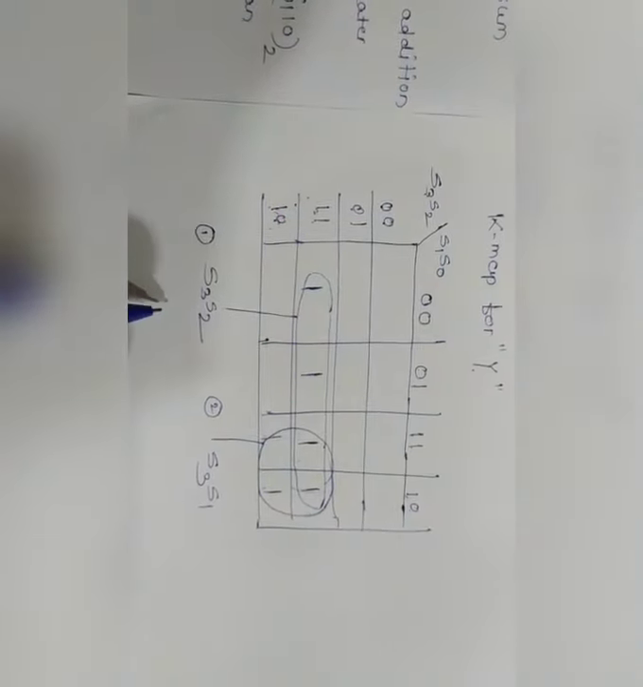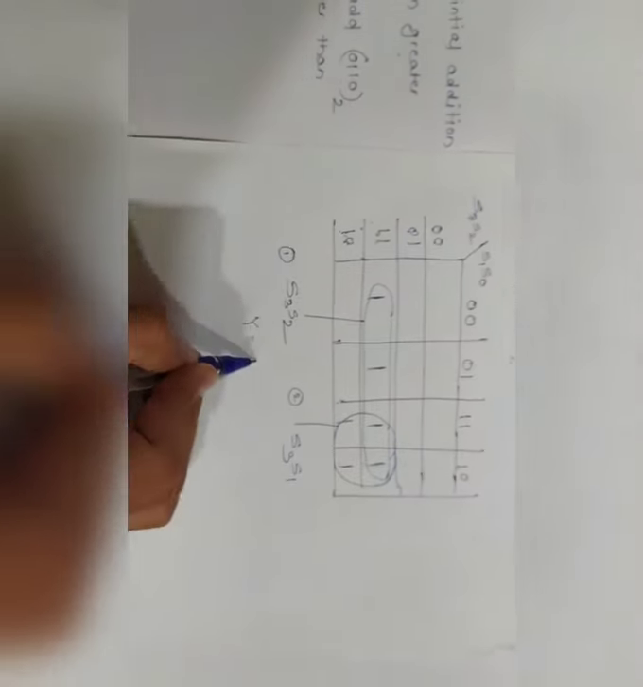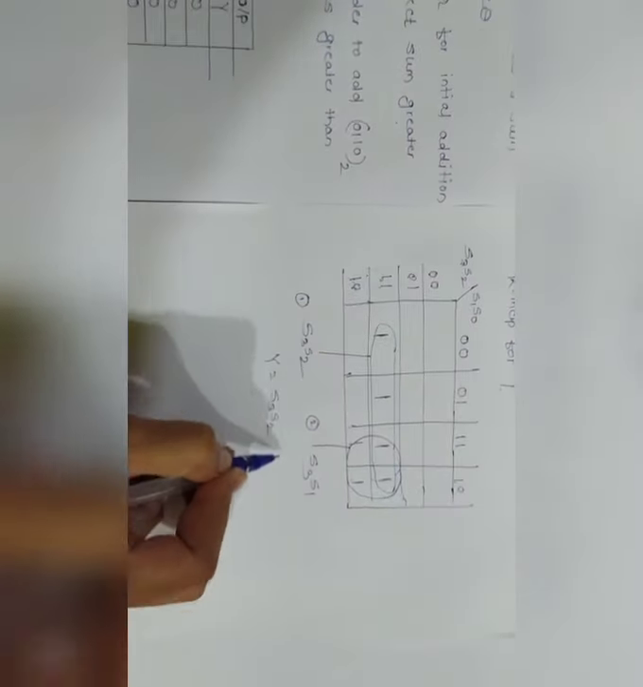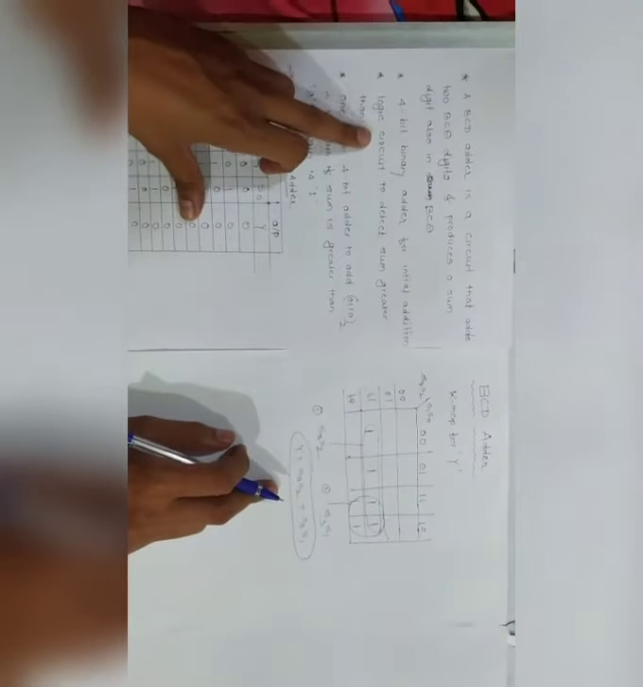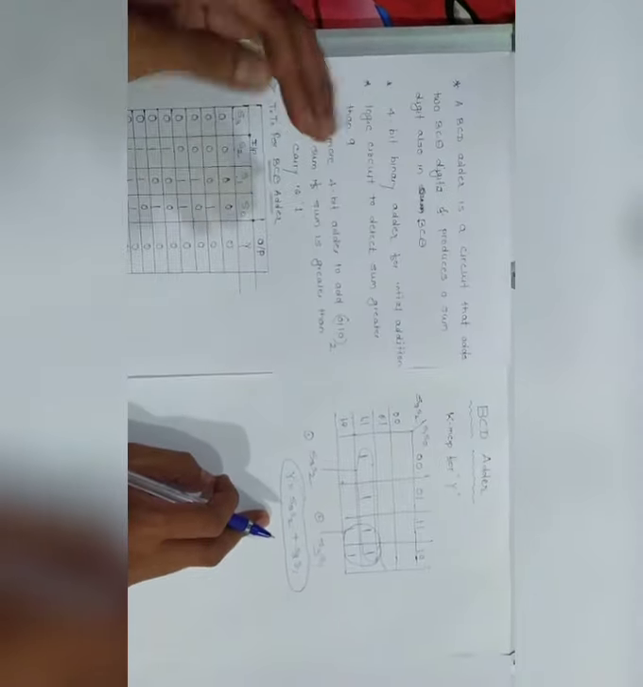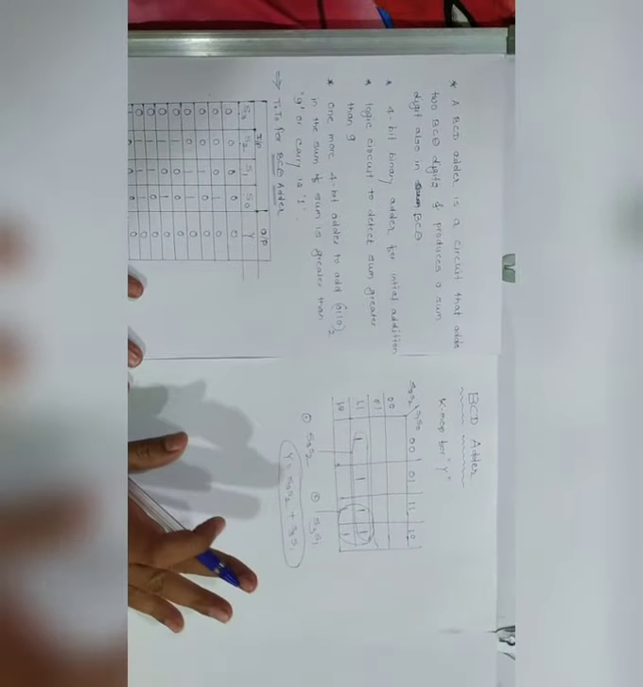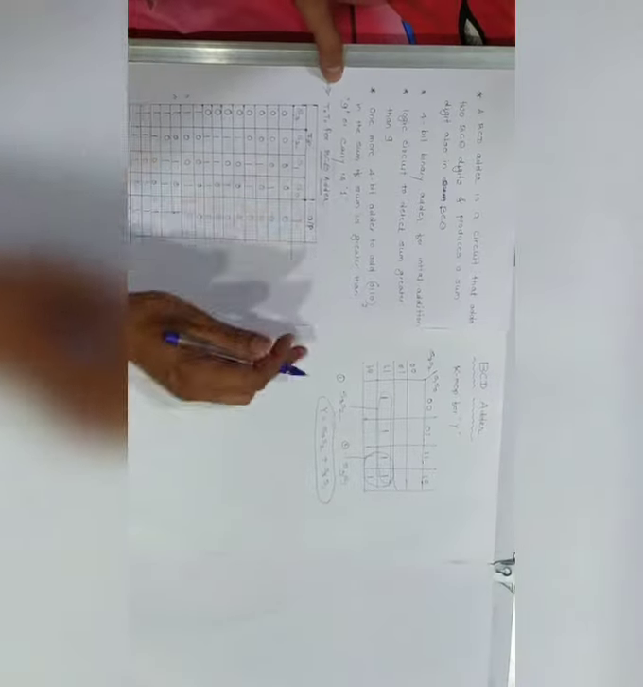Now for the equation you have to just combine this: S3 S2 plus S3 S1, right? Now this is the equation for what? For the logic circuit which detects whether the sum is greater than 9 or not. Okay, now you just perform this operation.